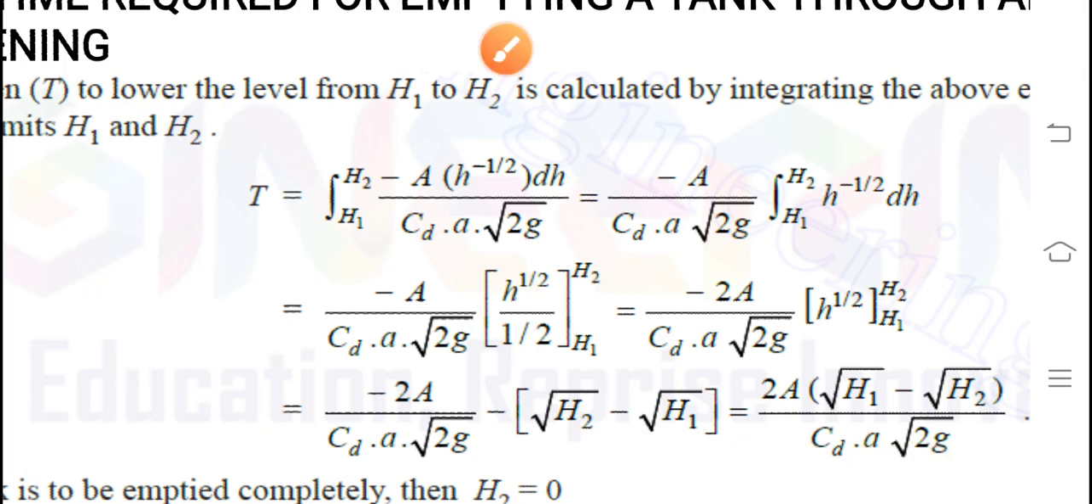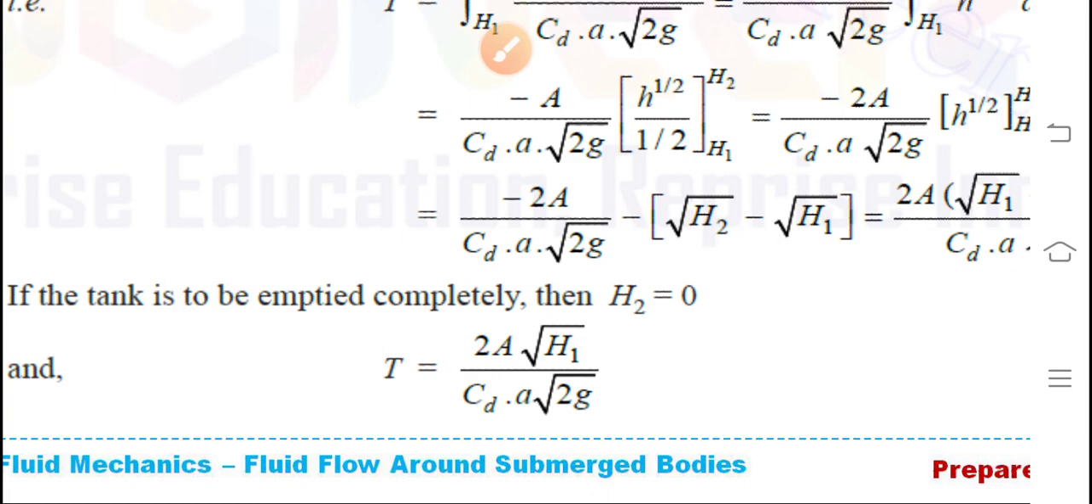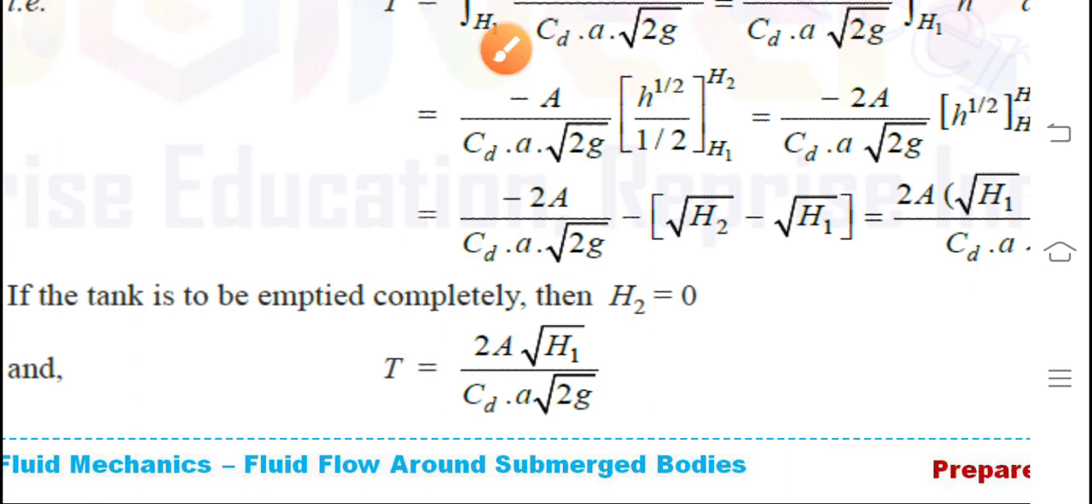Suppose the tank is to be emptied completely, then it is obvious that h2 must be equal to 0. Therefore, in this equation, if we substitute h2 equal to 0, we will get 2A root h1 divided by Cd a root 2g. Okay, we will stop here. We will continue in the next class.